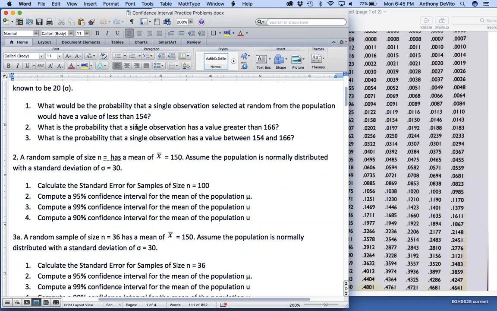Okay, so for a single observation with a value greater than 166, we do the same thing. We calculate the Z-score and look at the area, just as we've done before. Okay, now we're going to change this a little bit.